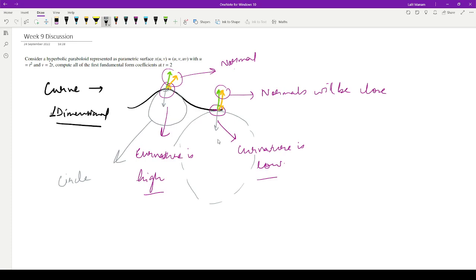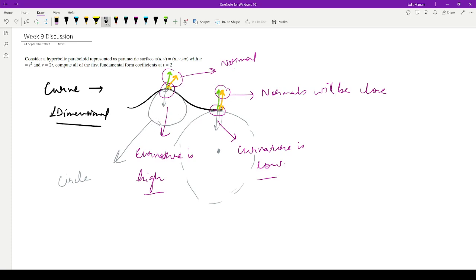So do you agree that this radius will be more for the right circle? Yes, sir. Yeah, because here the points are pretty close to each other and they don't change the direction. So the normals here will also not change the direction. So this circle will be of very large radius. But when it comes to the left circle, since the direction here changes pretty quickly, the circle here will be small.